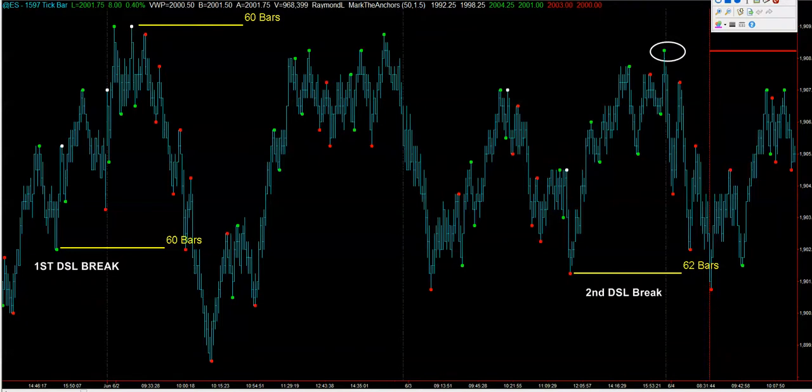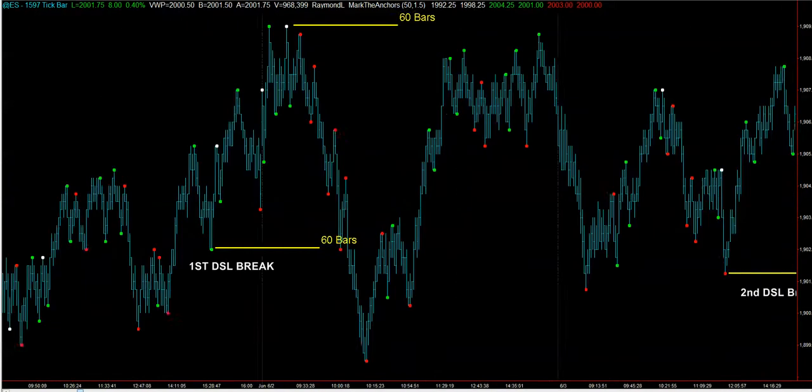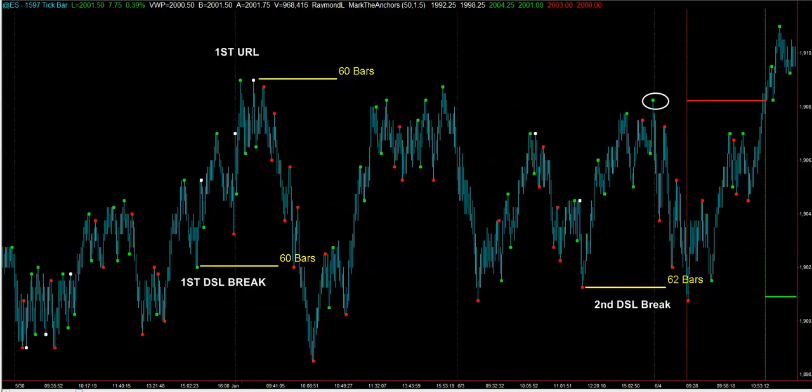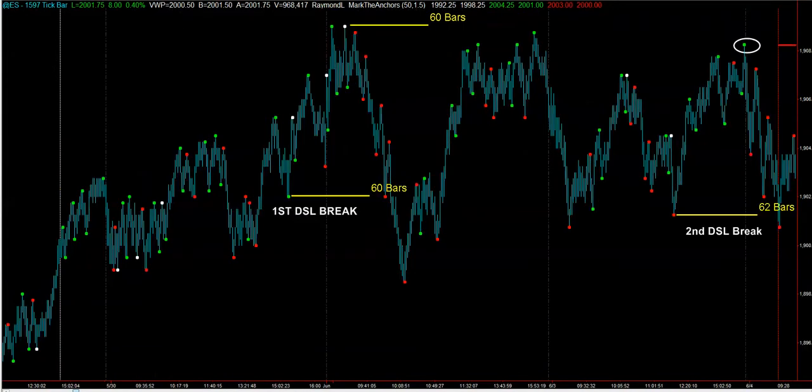Okay, so I'm picking up from where we left off last time, when we had an upward or bullish posture, an upward trend. What we were looking for was a break in the URL, which is located up here. This is the URL over here.